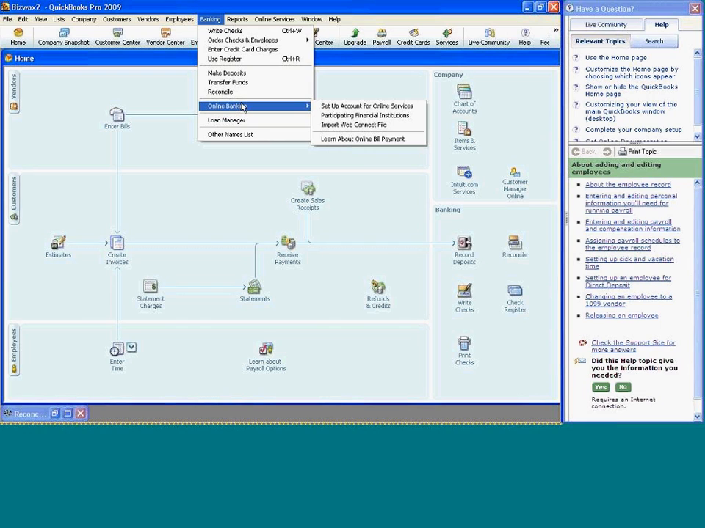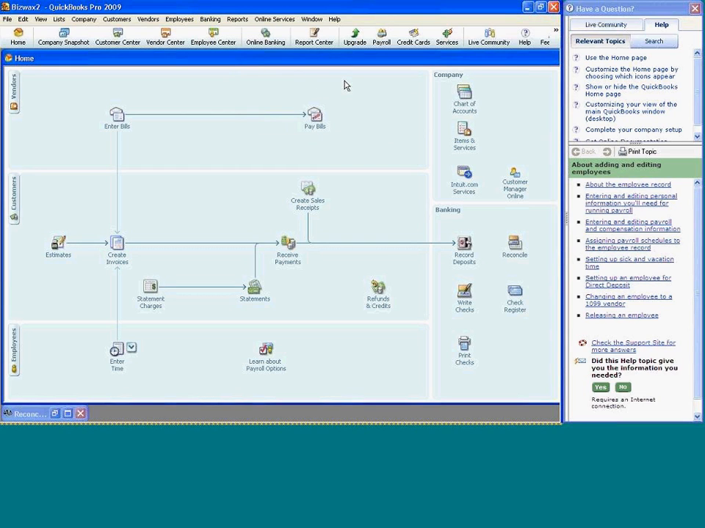Online manager: set up account for online services, participating financial institutions, learn about online payments, loan manager, and other names list. Okay, so that's the bank. And then the employee center I showed you, the vendor center I showed you, the customer center I showed you, and then very interesting.